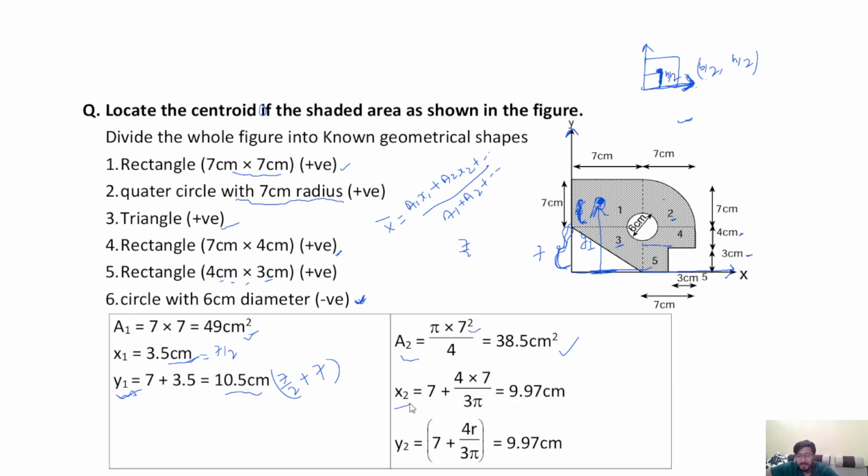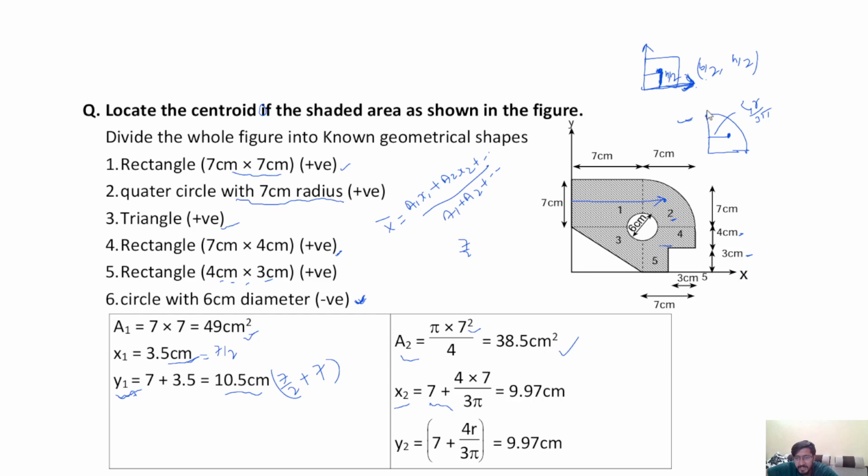x2 is the distance from the reference y-axis to the centroid of this quarter. That means x2 is equal to 7 plus 4r by 3 pi. If this quarter circle is like that, this is the centroidal distance, which is equal to 4r by 3 pi.